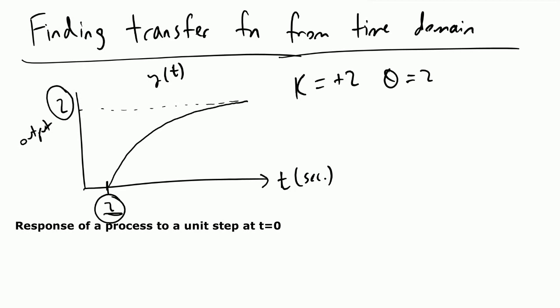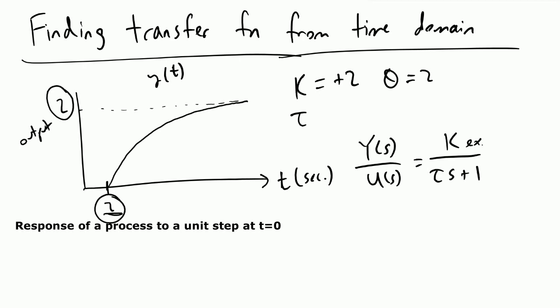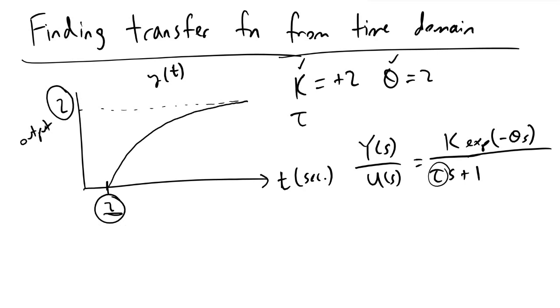And then in addition to that, we need to find what tau is, because we're trying to determine what y of s over u of s is. And as you'll recall, this has a standard notation, k divided by tau s plus 1. And if we have a time delay, we would also have an exponential term in here, e to the minus theta s. So in this case, we've identified k, we've identified theta, but this tau parameter is something we can also obtain by looking at when we are 63% of the way towards our new gain.